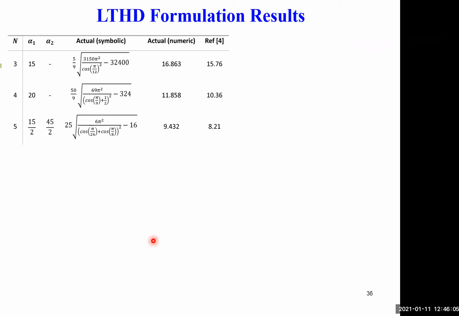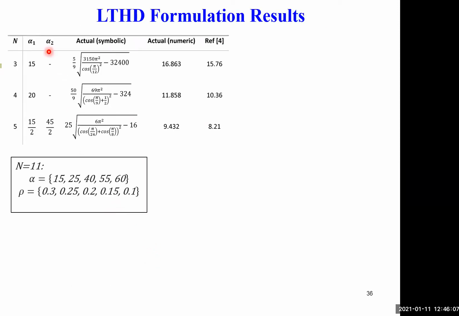So let's look quickly at the formulation results. This is the number of levels 3, 4, and 5, and this is the input phase switching angles. Let's focus on 5. As you can see, we can obtain a symbolic, so a mathematically exact solution.